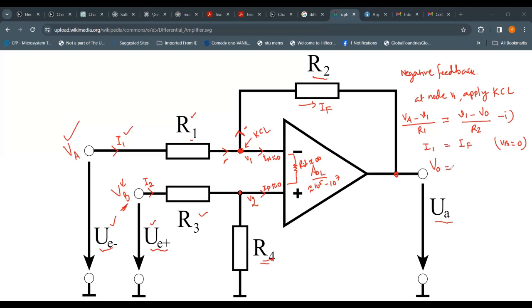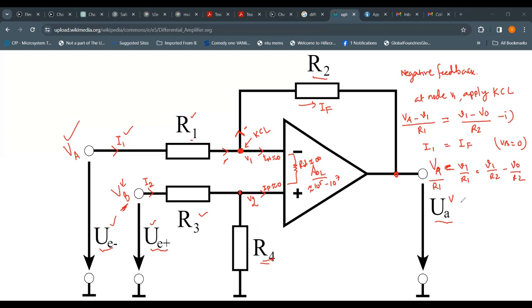So what you would like to do is simple. We say that this would be, let's say, VA divided by R1 minus V1 divided by R1, equal to V1 divided by R2 minus VO divided by R2. So that is how you actually can see that. Now we want to get the expression of output here, or the gain, VO over VA. So how would you like to do that?